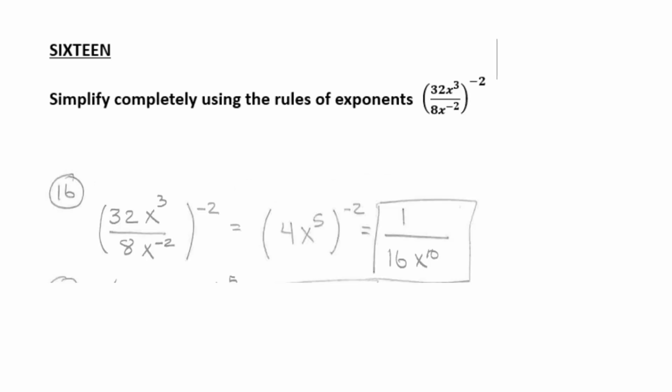And on number 16, simplifying, the easiest thing to do is do inside parentheses first. You get 4x to the 5 to the minus 2. You turn it upside down and you square both factors. You get 1/16x to the 10th.